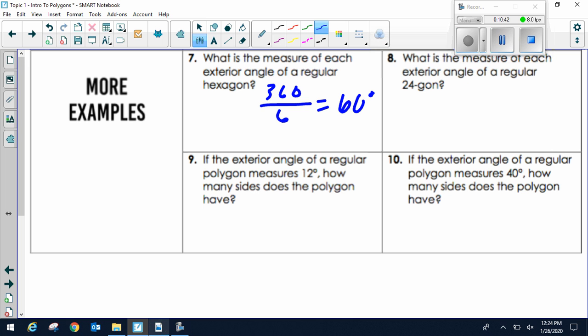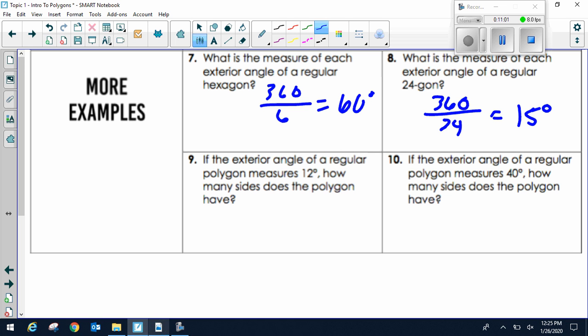So what is the measure of each exterior angle of a regular 24-gon? So again, the exterior angles are 360 degrees around. We're going to divide that by the number of sides, which is 24. Means each exterior angle is 15 degrees.